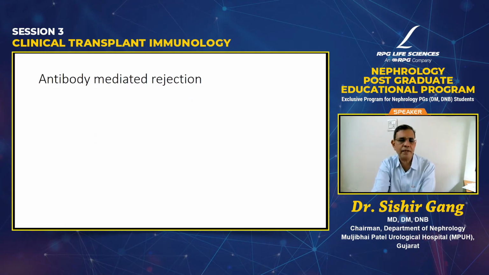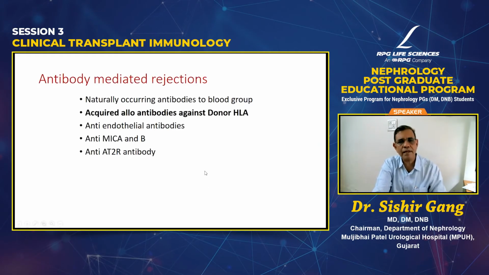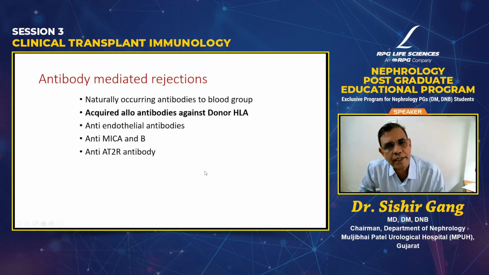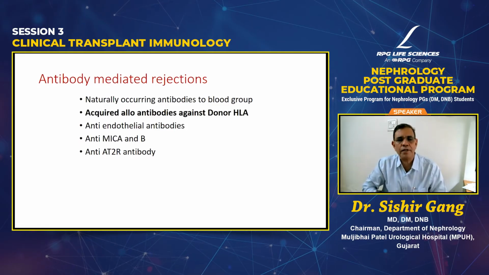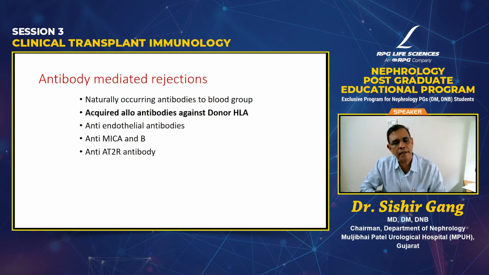The second set is antibody-mediated rejection. So we talked about T cell rejection, and now we'll talk about B cell rejection. There are several antigens to which we can develop antibodies. We have naturally occurring antibodies to blood group antigens, the A, B, O blood group antigens, and therefore we do not cross the ABO barrier unless we are doing a special protocol for ABO incompatible transplants.